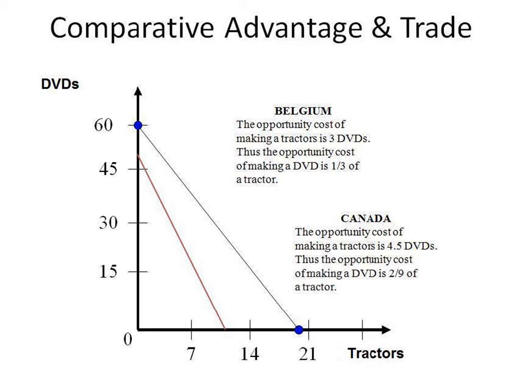Finally, we know that based on comparative costs, Belgium will make tractors. They will make 20 per month. Canada will make DVDs. They will make 54 per month. Each country will specialize based on comparative advantage and trade for the other product.